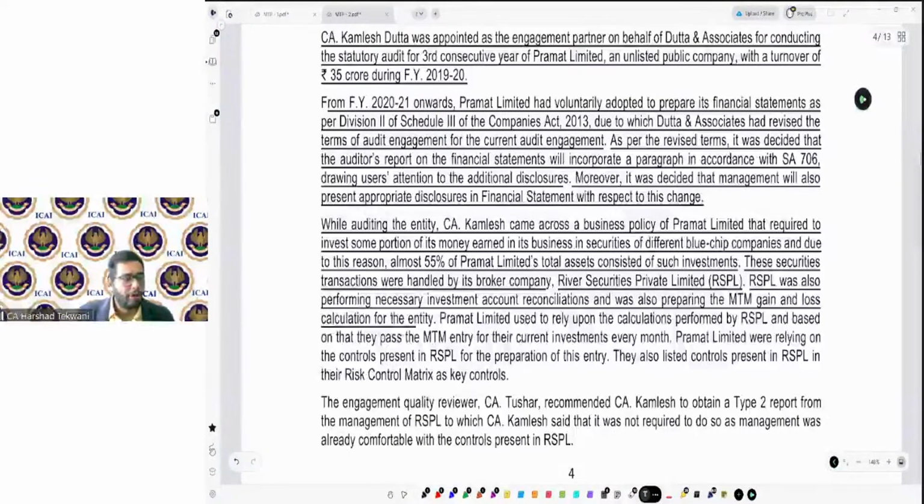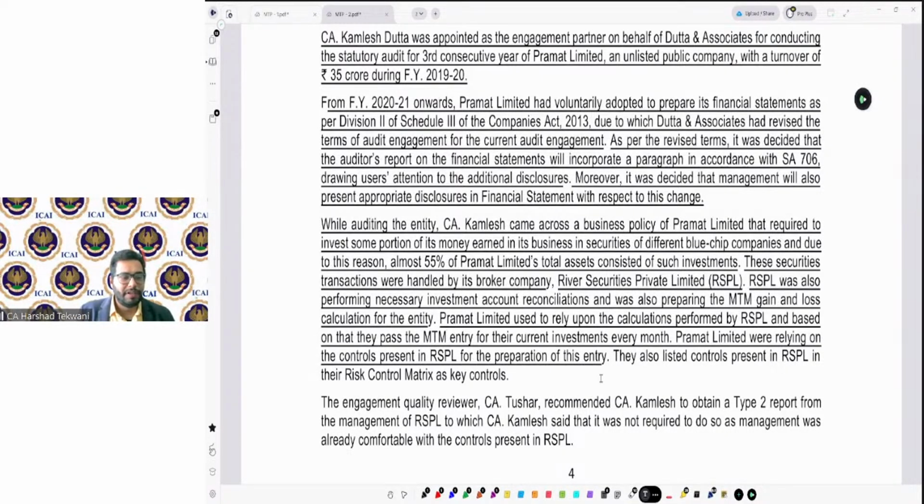River Securities was also performing necessary investment account reconciliations and preparing the MTM gain and loss calculation for the entity. Pramath Limited used to rely upon the calculation performed by River Securities Private Limited, and based on that, they pass the MTM entry for their current investment every month. Pramath Limited were relying on the controls present in RSPL for the preparation of this entry. They also listed controls present in RSPL in their risk control matrix as the key controls.